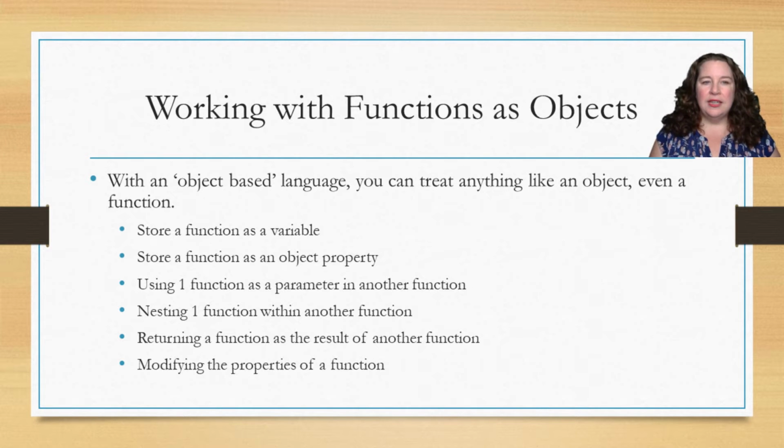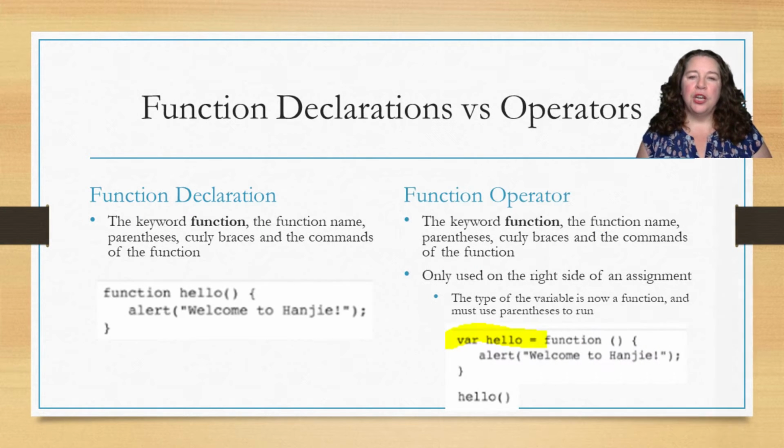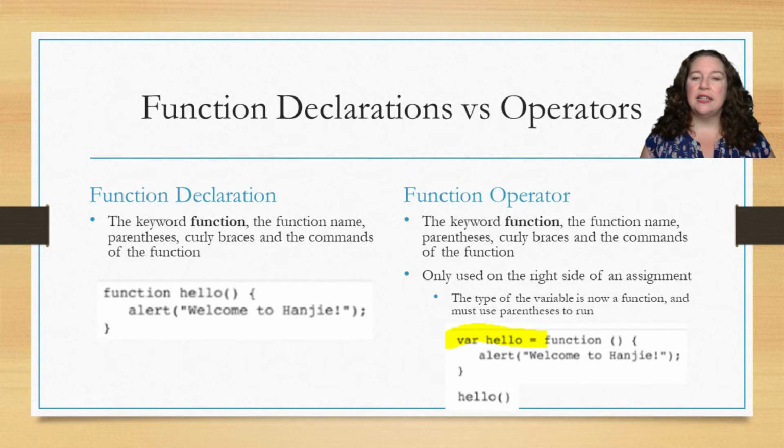So one of the things that we can do is use functions as we go along as though they were objects. Generally, when we create a function, we use the keyword function. We give it a name of some type. We open and close parentheses, maybe put some parameters in there. We use curly braces, and then we add the commands, whatever the text is of the actual function. That's how a normal function declaration works.